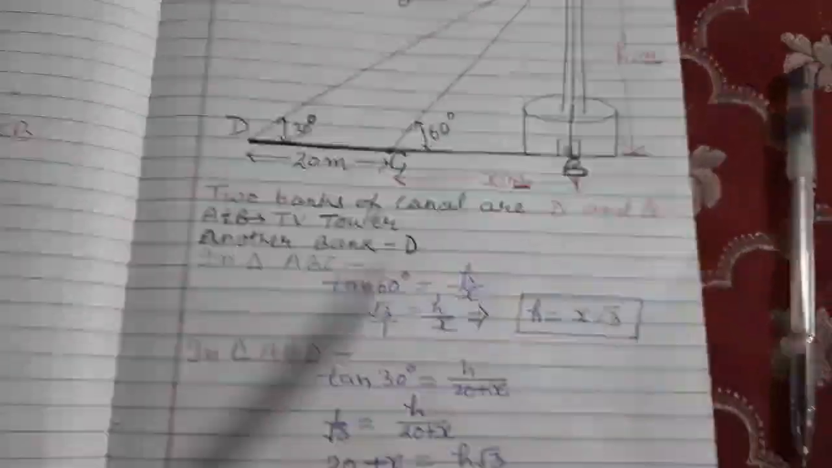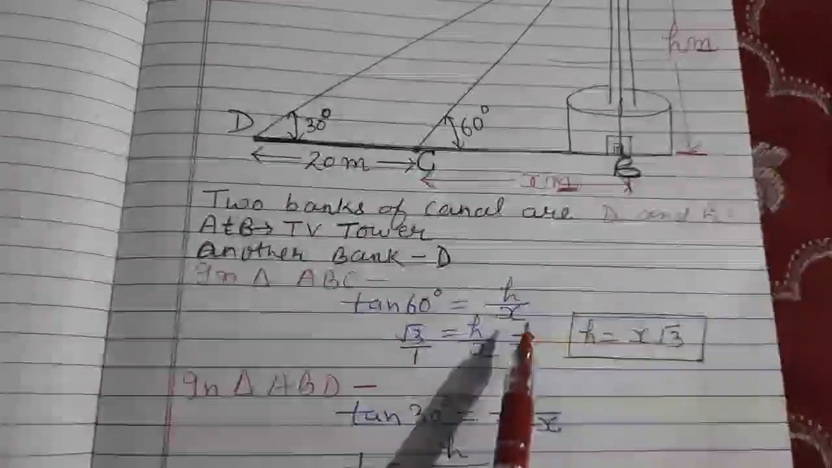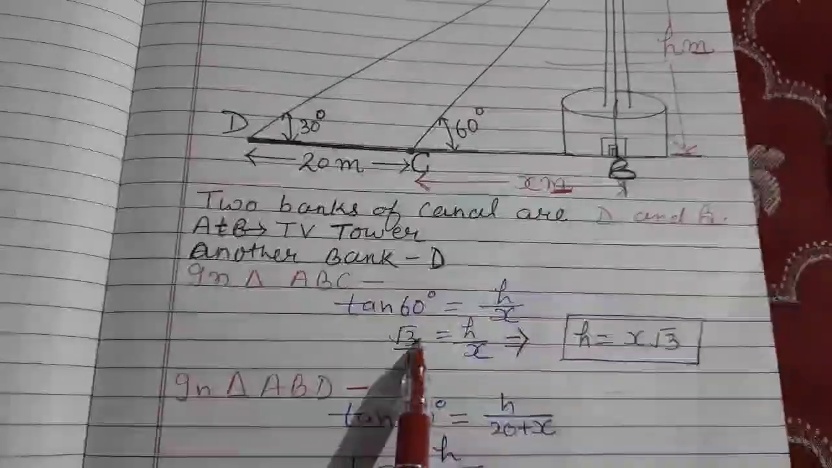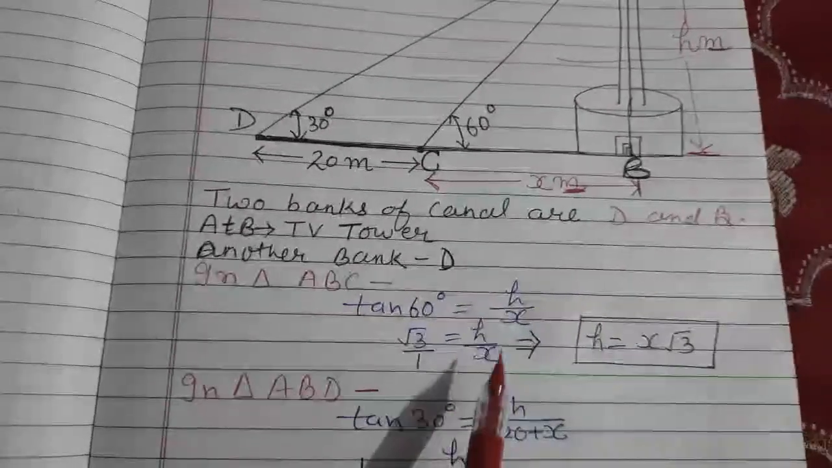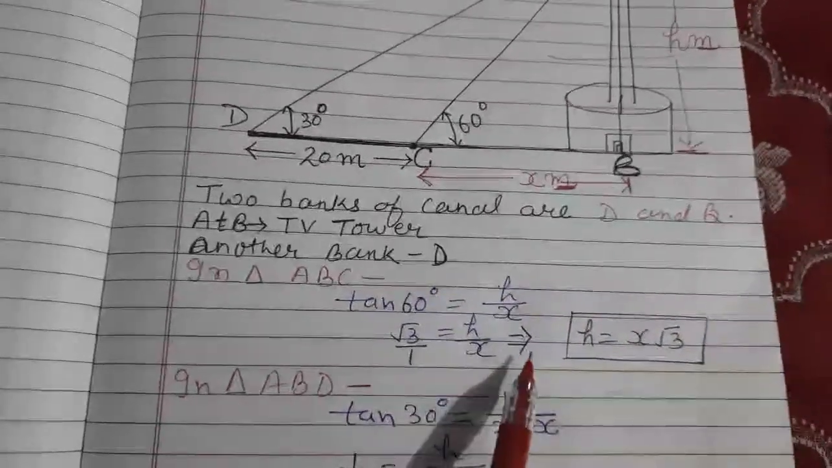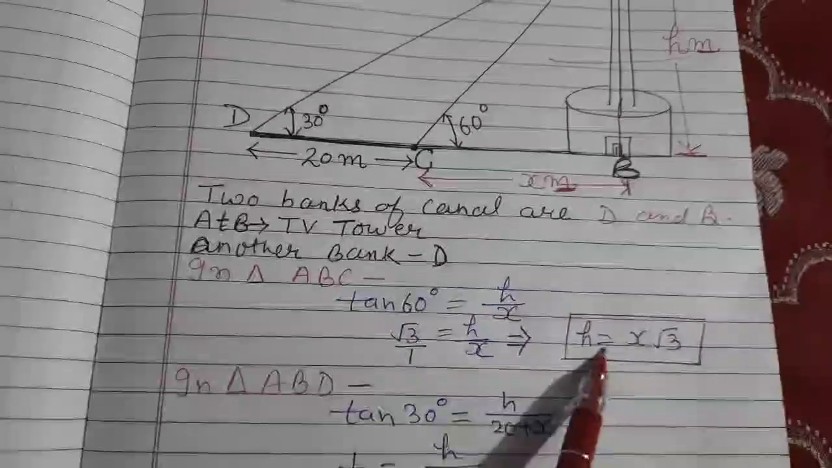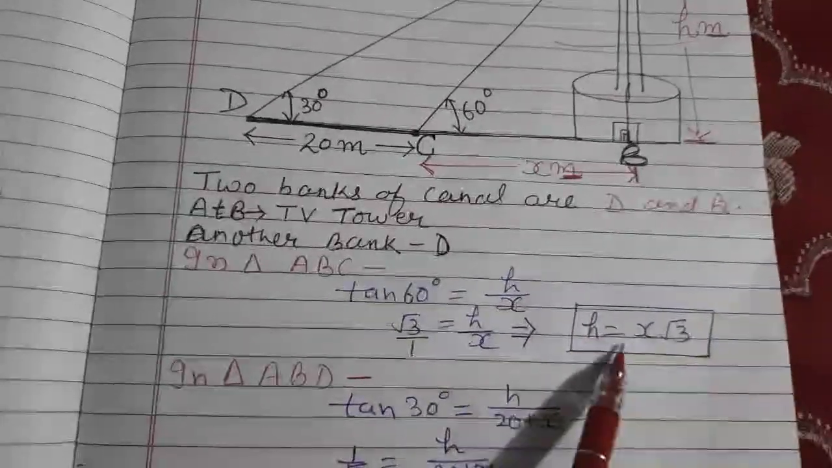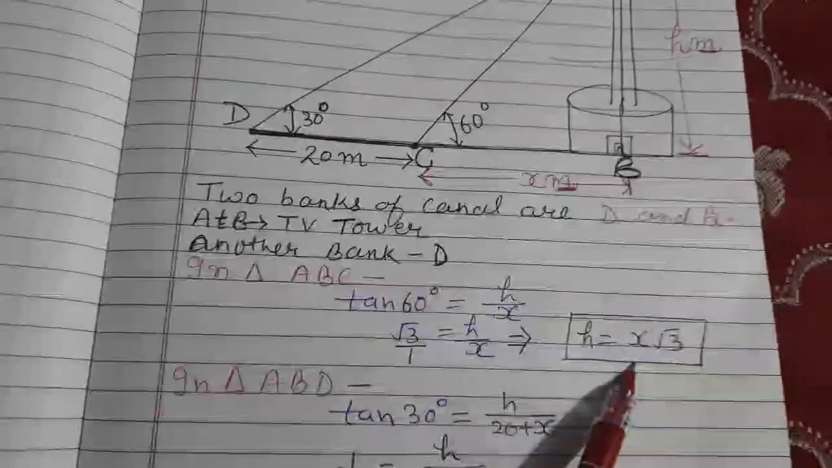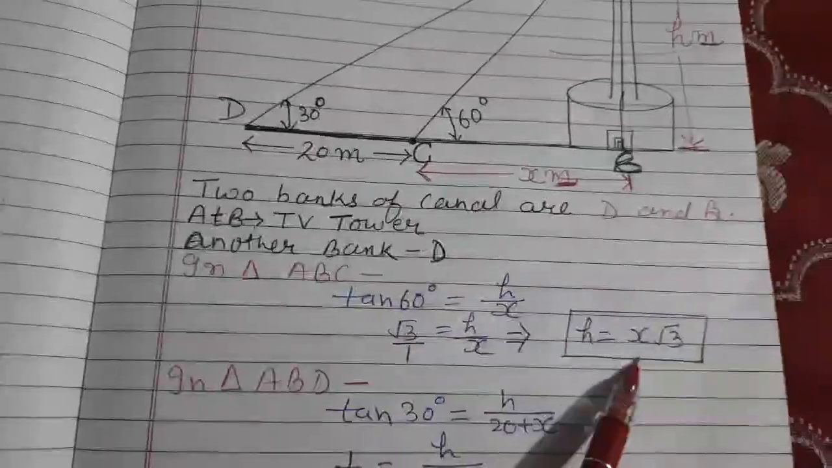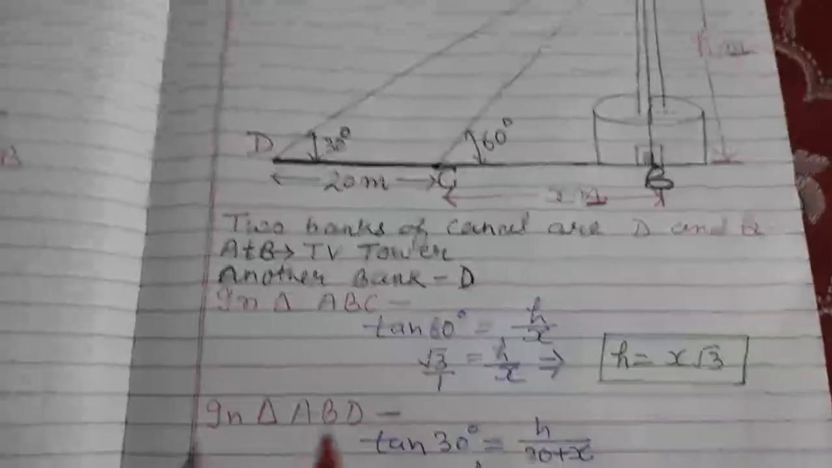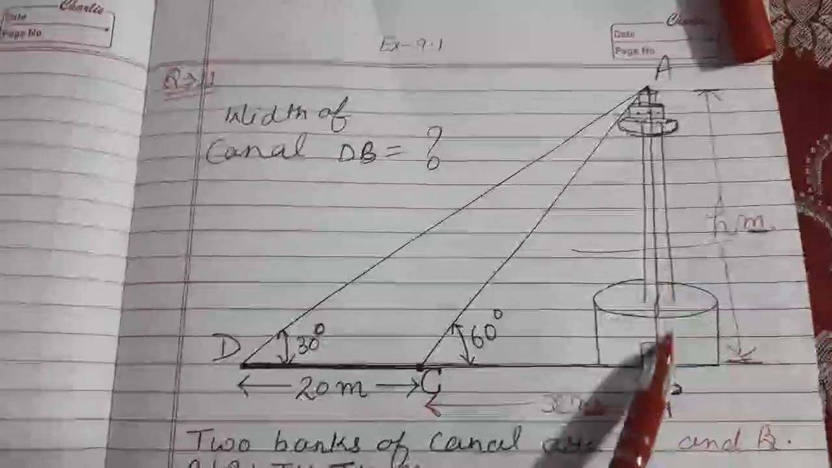So tan 60 degree is equal to perpendicular upon base. Perpendicular is H, base is X. Root 3 is equal to H upon X, as the value of tan 60 is root 3. After cross multiplication, we are getting a relation between height and the distance BC, that is X. So H is equal to X root 3. Now we'll take another triangle, that is ABD.